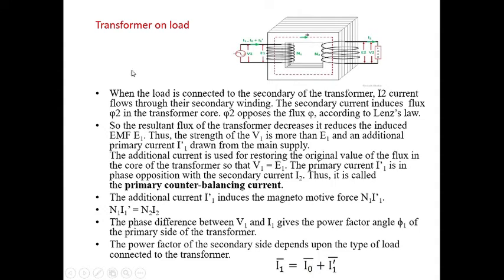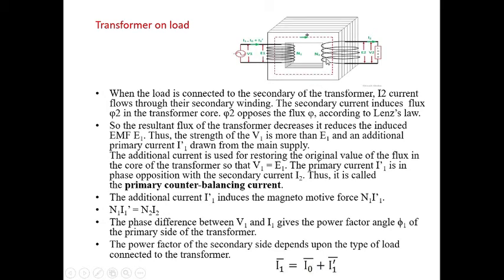Now the transformer on load. We can see that here the primary winding is connected to the supply and the secondary winding is connected to the load. Here the supply voltage V1 induces an EMF E1, the turns are N1, here the turns are N2, the induced EMF is E2 and the voltage is V2. When the load is connected to the secondary of the transformer, current I2 flows in the secondary winding. This secondary current induces flux phi 2 in the transformer core. Phi 2 opposes the flux phi according to Lenz's law.